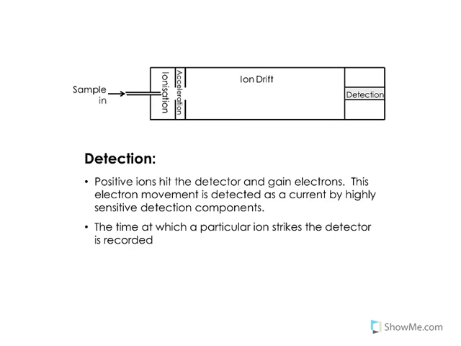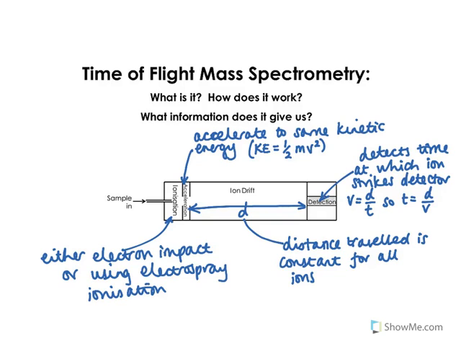The detection here then, up at this end here, works by the positively charged ions hitting the detector plate where they gain electrons, and there's a movement therefore of electrons from the plate to the ions, and that movement of electrons can be detected as a current. So the time taken is measured. So the data then is used to produce a spectrum.